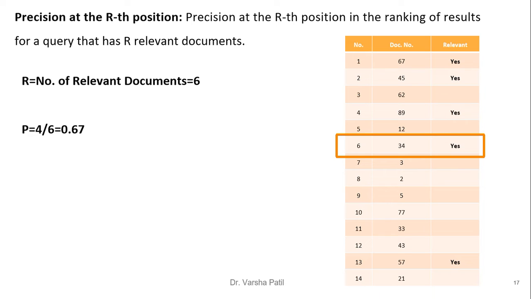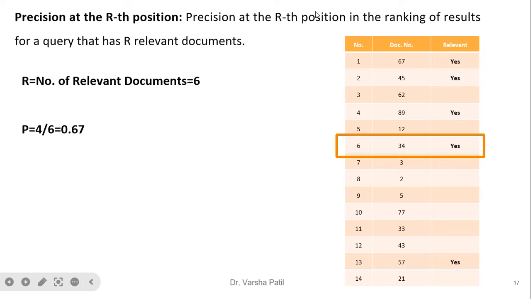Now precision at the rth position. Precision at the rth position means we require to check, where r is the total number of relevant documents, so we require to check what is the total number of relevant documents in the system. So precision at the rth position is the ranking of the result for a query that has r relevant documents.